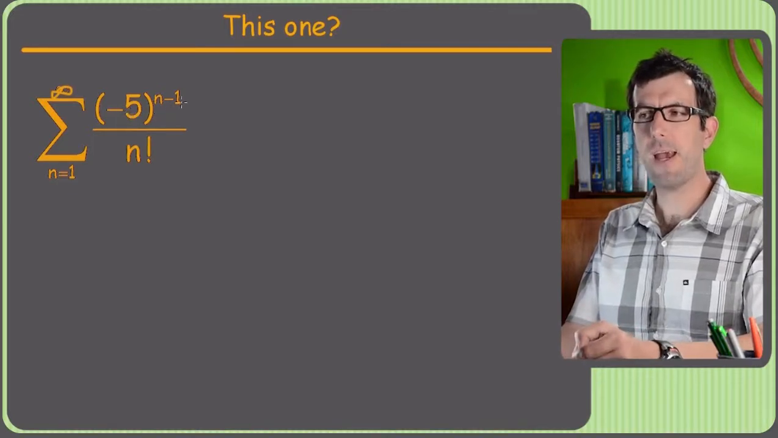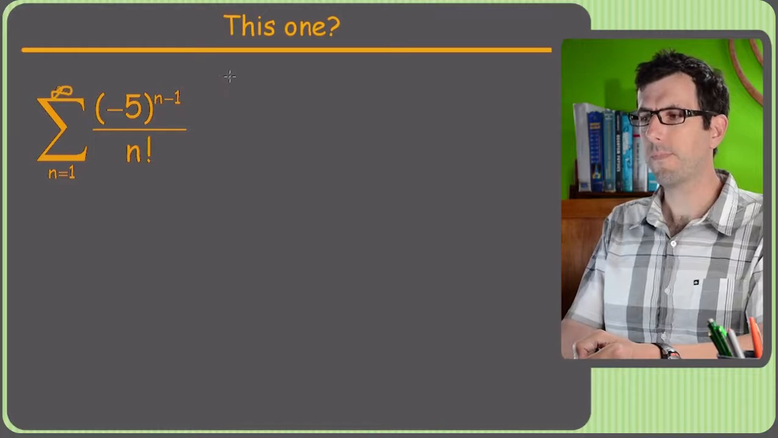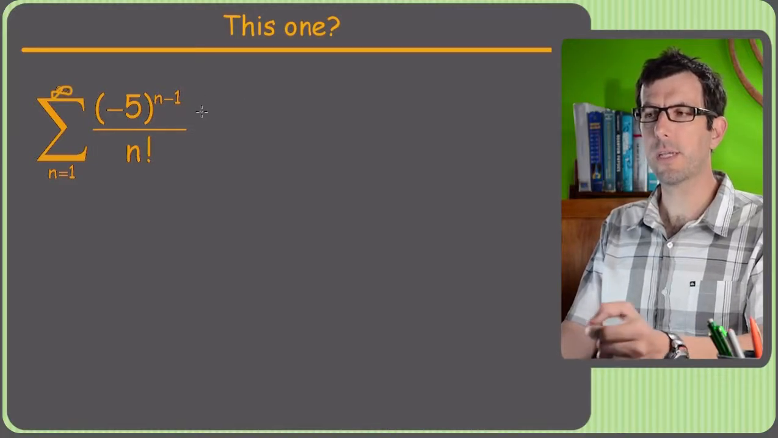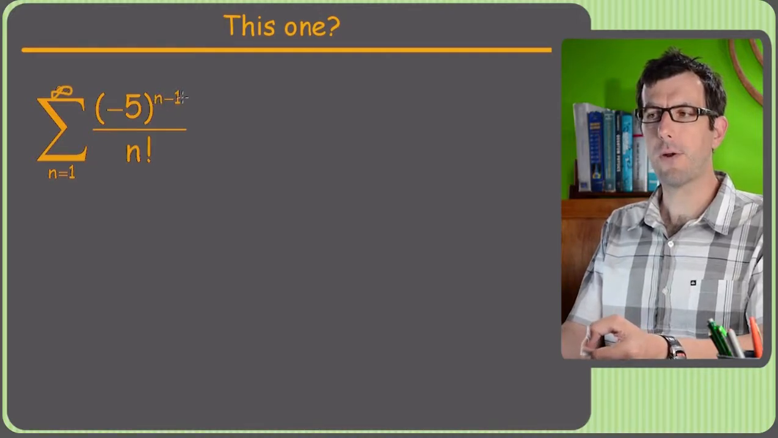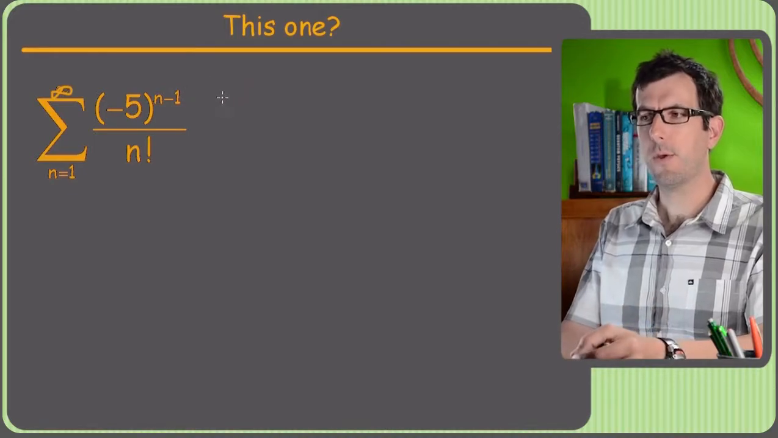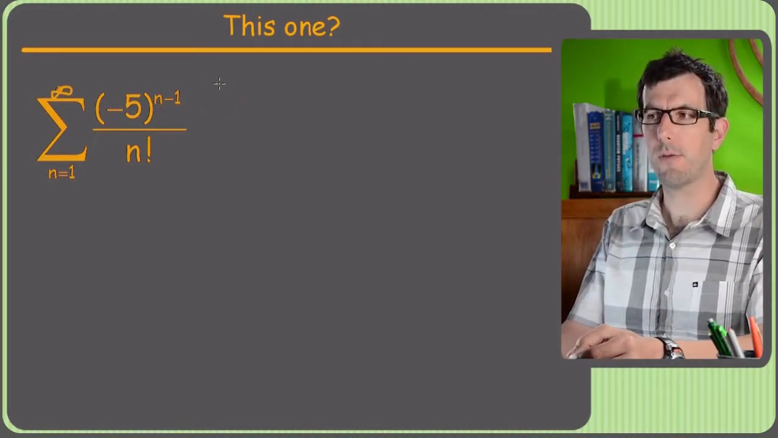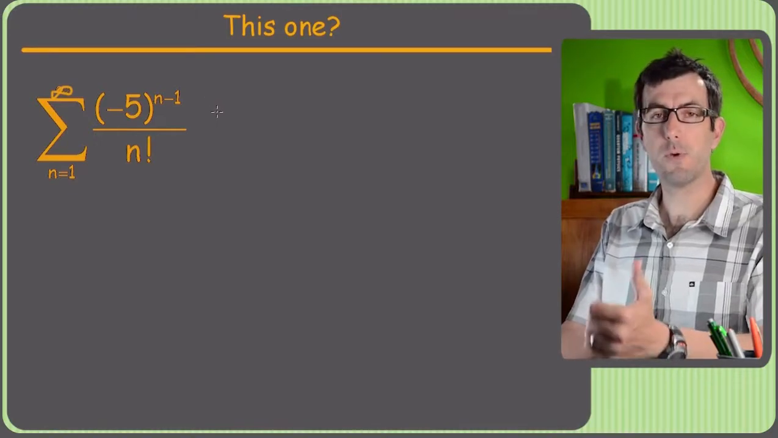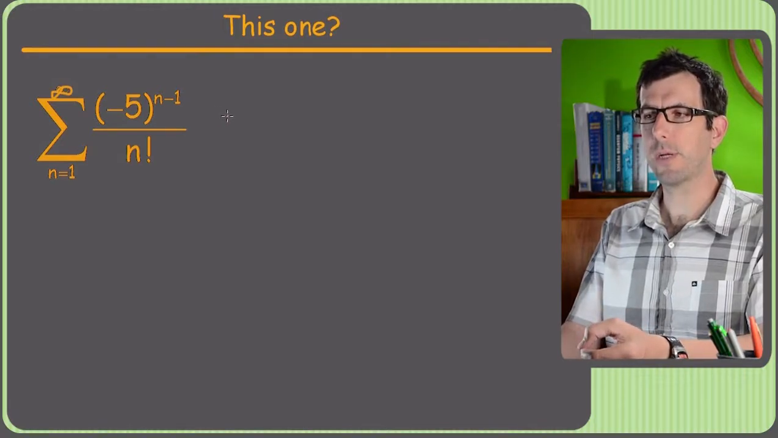So I've got a -5 raised to the n. So what's the deal here? Well, it looks like it's alternating, right? Because we do have a negative number raised to a power of n. It's n minus 1, but whatever. The point is we've got a negative sign that's being raised to n minus 1. So it's going to alternate. So that means the only thing that matters is if this thing converges. And that's a little bit trickier.